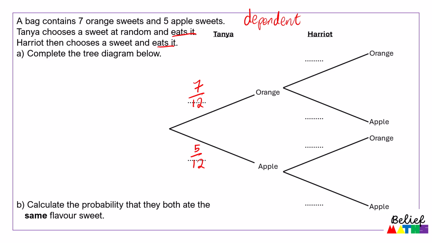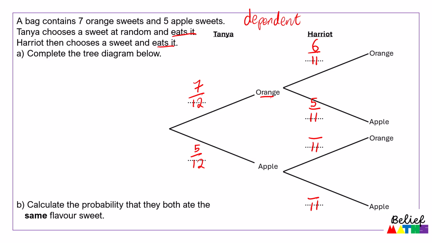Now for Harriet, what I like to do is I like to figure out the denominator first. Because Tanya has eaten a sweet, there's only 11 sweets left in any of these situations, because Tanya's already eaten one of the sweets. So all of these are out of 11. Harriet then, if Tanya has chosen an orange sweet, there's only going to be 6 orange sweets left. So therefore Harriet is 6 out of 11. But all of the apple are still there, so this will be 5 out of 11.